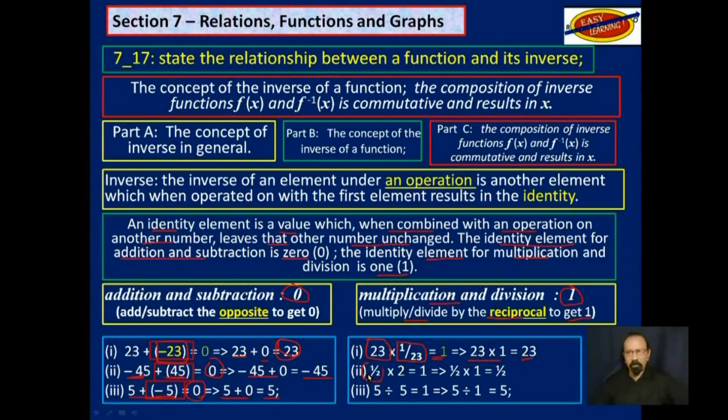And if you deal with a half, the reciprocal of that is 2. You multiply those two, you get 1. So half multiplied by 1 is still a half. And you could deal with 5, but this is division, not multiplication now. So 5 divided by 5 is 1. 5 divided by 1 is equal to 5. So those are the inverse in general for addition, subtraction on one hand, and multiplication, division on the other hand.